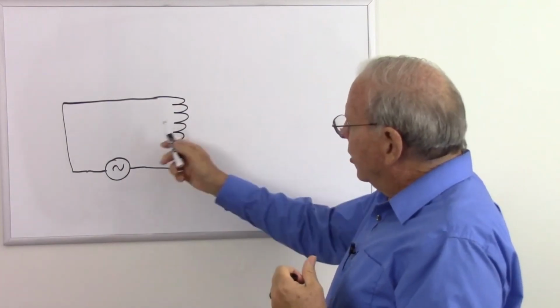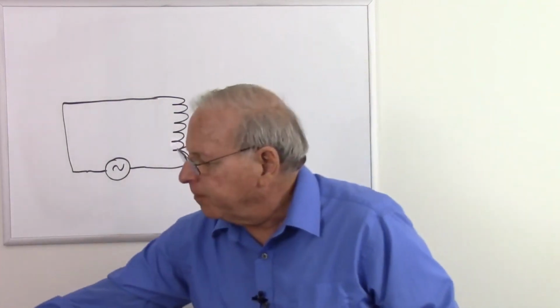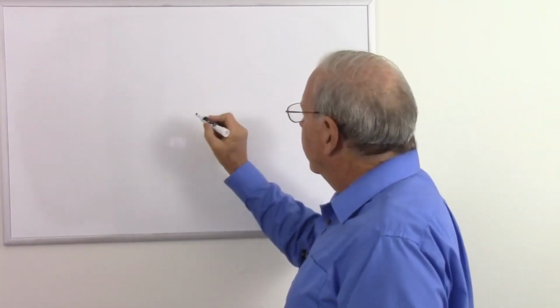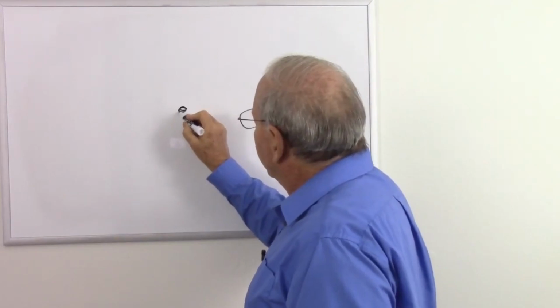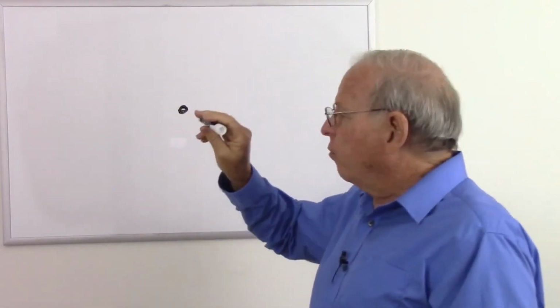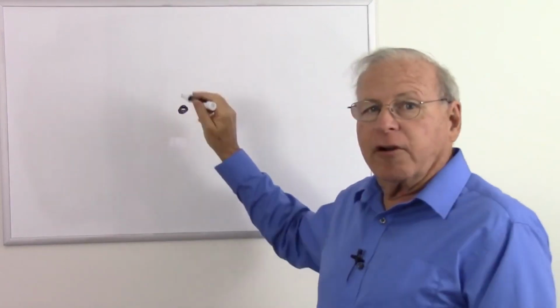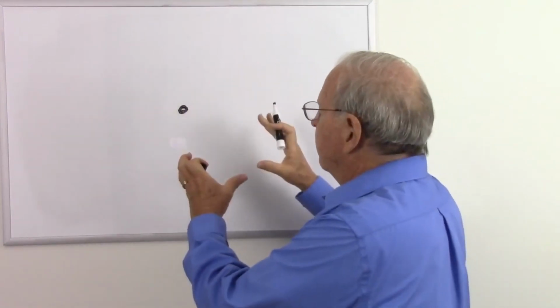To show that, I'm going to have to reorient this. So I'm going to erase this and show it from a different orientation so I can explain what we are going to look at here. So this is looking down on that coil of wire. Now it's going in and out of the board. We have our wires going to it that are inducing the currents and causing the magnetic field.